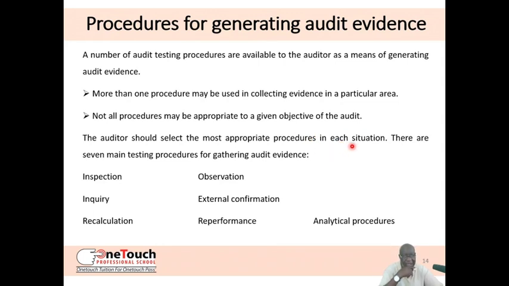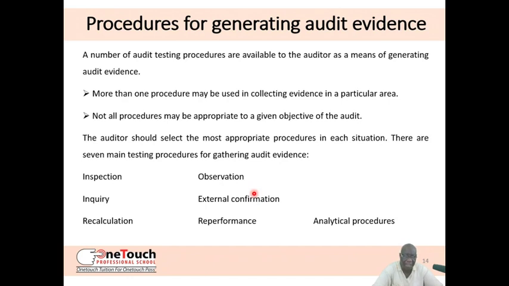There are 7 main testing procedures for gathering audit evidence. So in obtaining your audit evidence, there are so many ways you can do it. Seven. So of all the procedures we are going to discuss, 1 or 2 can be suitable for a particular evidence, but some of them may not be appropriate for the particular evidence. Okay, so in selecting the main procedure for obtaining that evidence, the onus is on you as auditor.